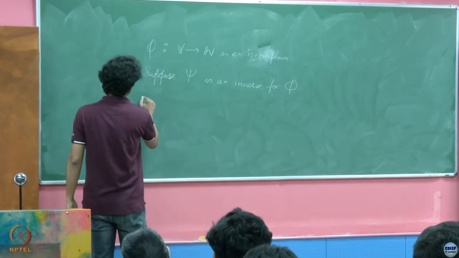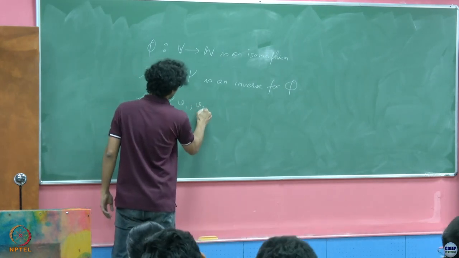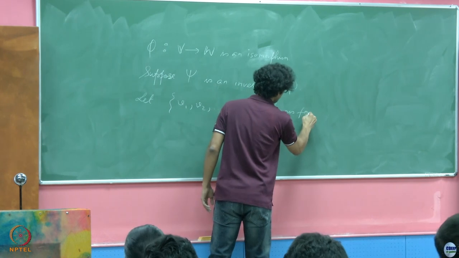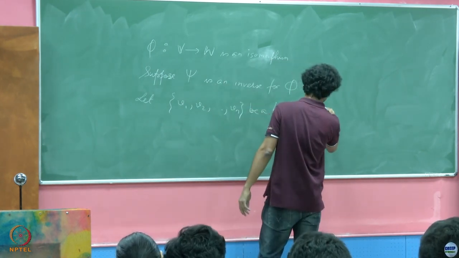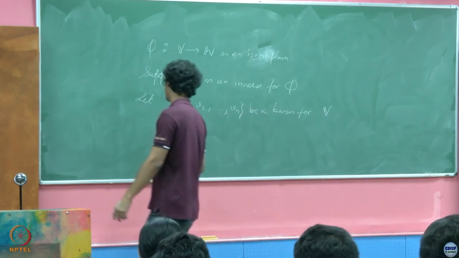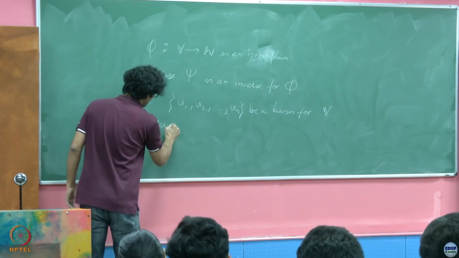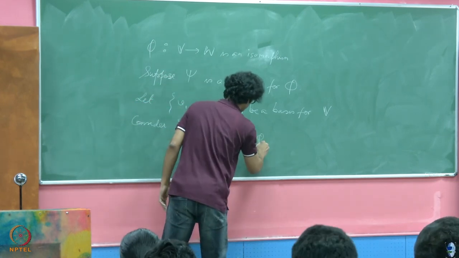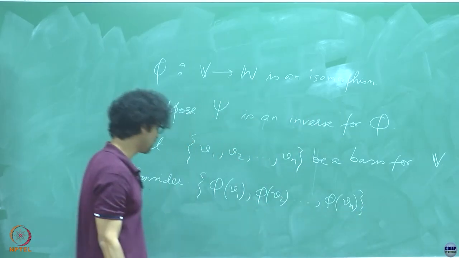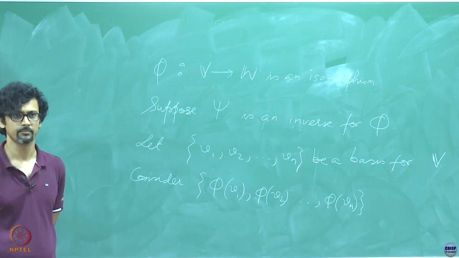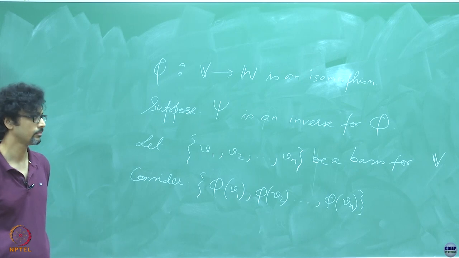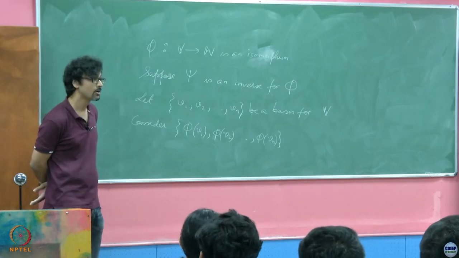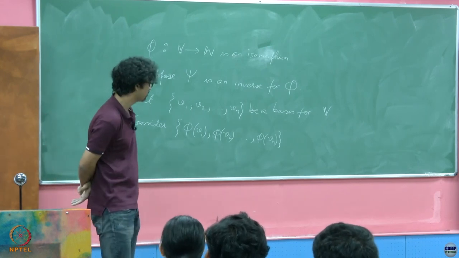So let V1, V2 till Vn be a basis for V. Consider phi V1, phi V2, phi Vn. What can you say about this set immediately, based on whatever we have discussed? It will generate W. Is it also a basis or not?